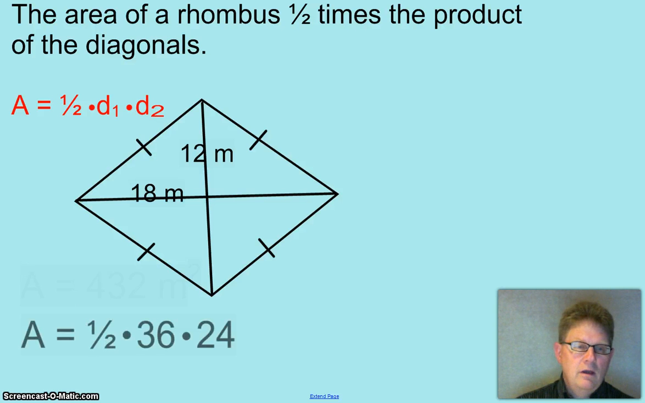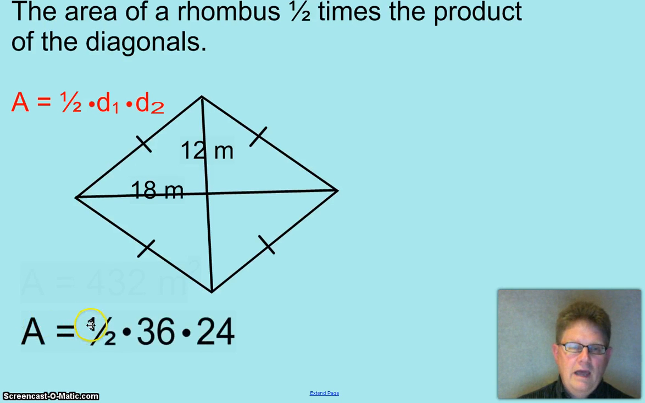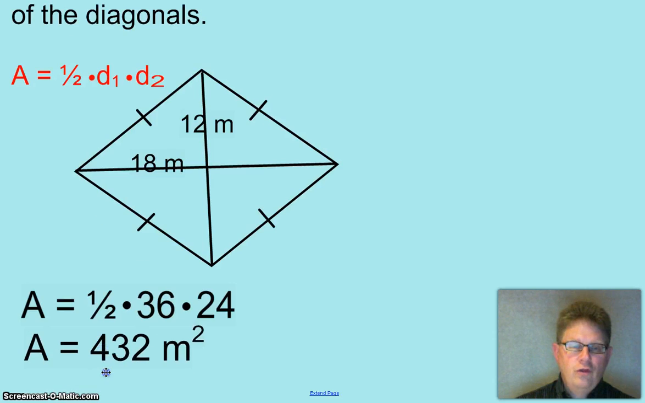so the area equals 1/2 times 36 times 24. 18 and 18 is 36. 12 and 12 is 24. So the area is 432 square meters. So 1/2 times diagonal 1 times diagonal 2.